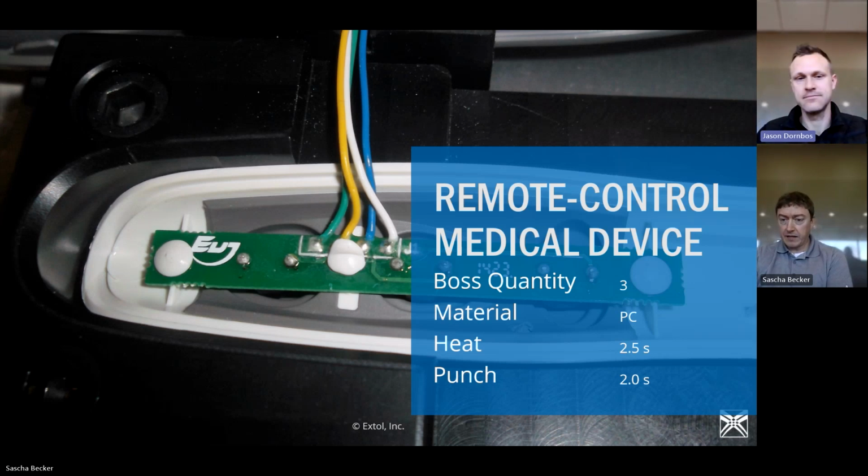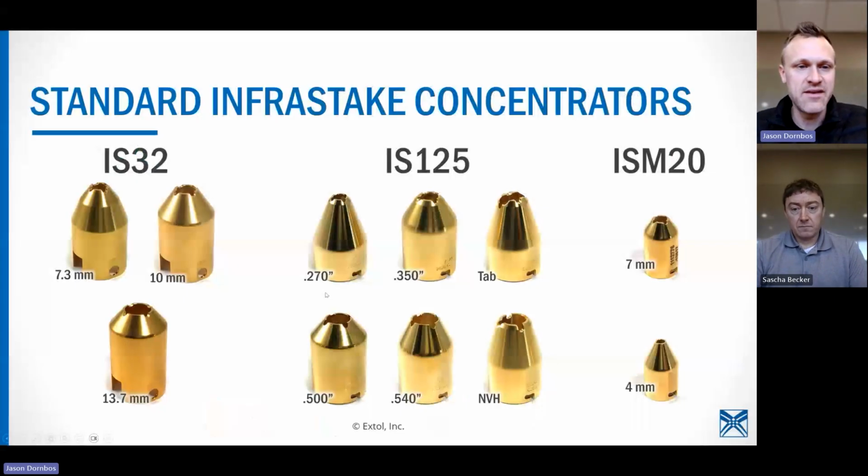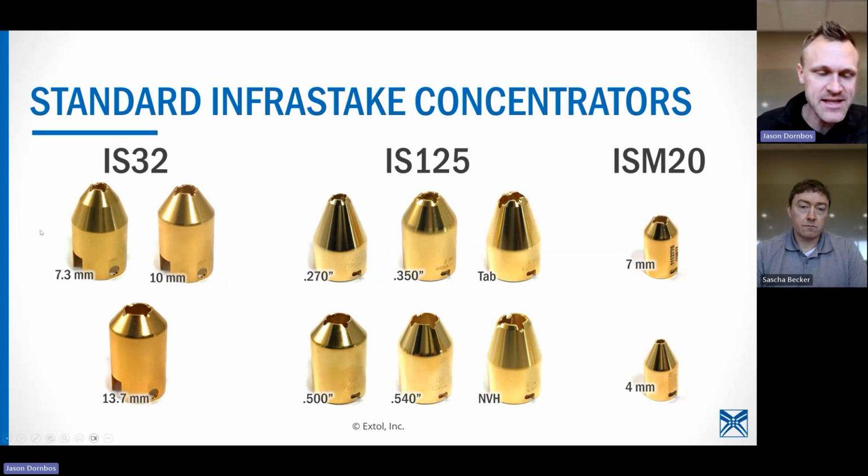And then there was a question about the concentrators. So these are some standard InfraStake concentrators. There's different sized modules, IS32, IS125, ISM20. There's 3 different sizes for IS32, and the nomenclature here is indicating the size of the aperture. This is the opening at the end of the concentrator. We basically use different sized concentrators for different sized bosses.